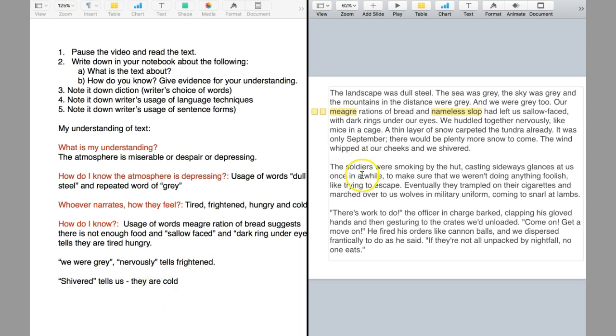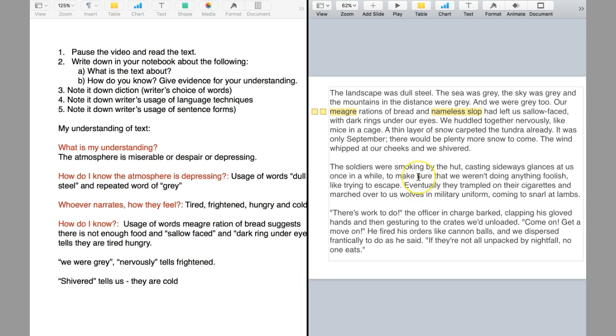Okay. The next paragraph: "The soldiers were smoking by the hut, casting sideways glances at us once in a while to make sure that we weren't doing anything foolish, like trying to escape." If you see, this is a very long sentence. The first part tells what the soldiers are doing. They were smoking. Where? By the hut. Casting sideways glances at us once in a while tells they are keeping an eye on them. Why are they keeping an eye on them? To make sure they are not doing anything foolish like escaping.